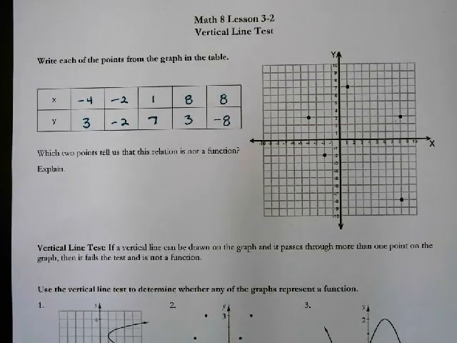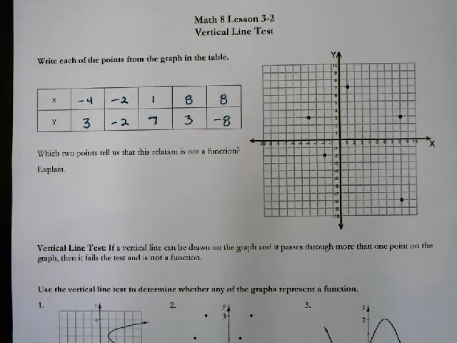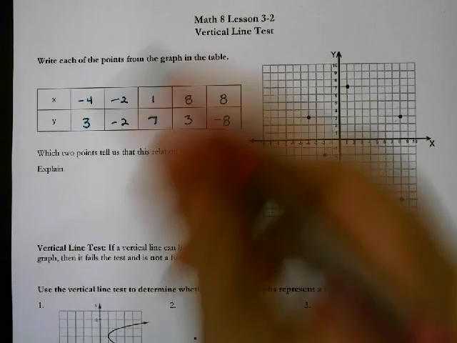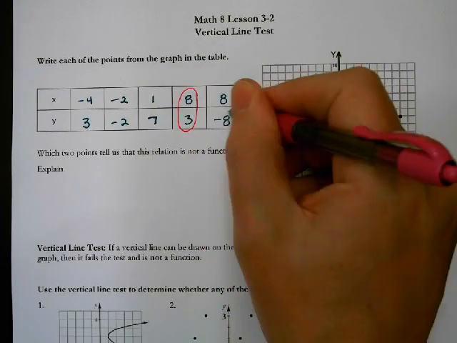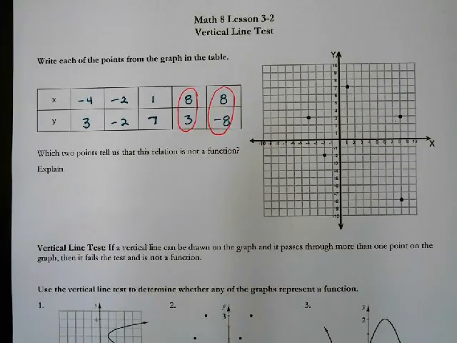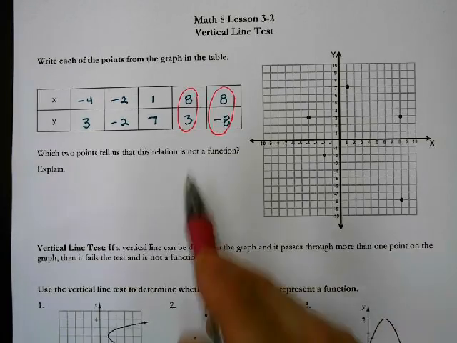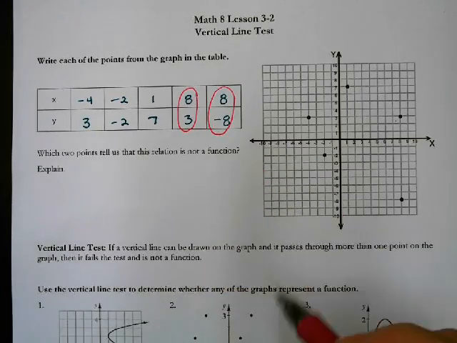All right, so which two points tell us that this relation is not a function? Well, remember, to be a function, every input should have only one output. But here, we have an input of 8 with an output of 3, and an input of 8 with an output of -8. So that is not consistent. It's not predictable. Sometimes the input of 8 gives us an answer of 3, and other times the same input gives us a different output.